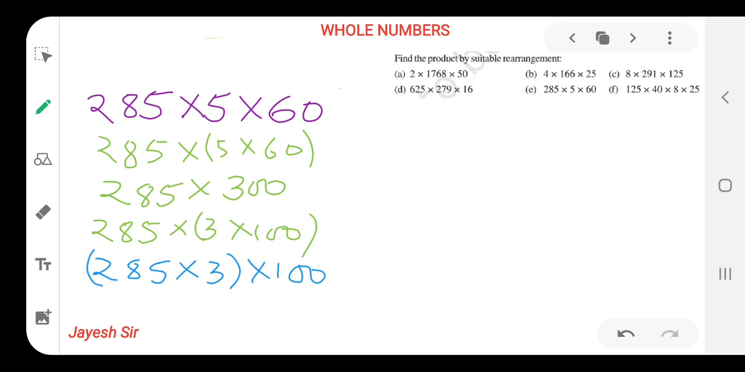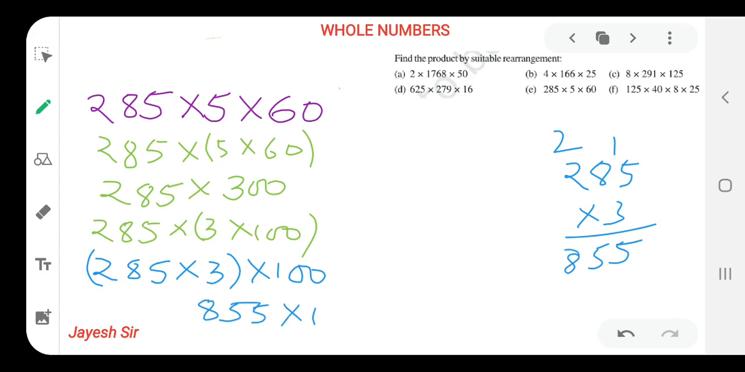So if someone asks me how to solve, then how would I solve? 85500 is my answer. So let's see how we have got that. 285 multiplied by 3. 5 threes are 15, 1 carry. Yes, 8 threes are 24, 25. 2 carry. 3 twos are 6, 7. So we have got 855 multiplied by 100. Now we can easily multiply. As I already told, our answer is 85500. I hope you all have understood it properly.